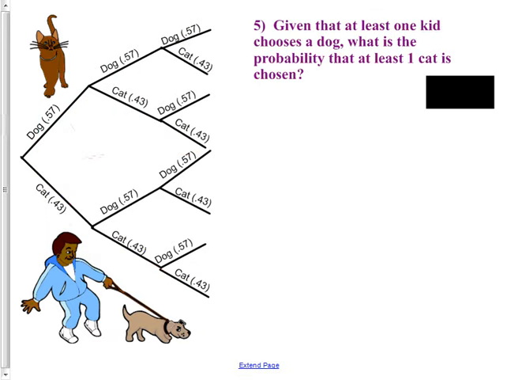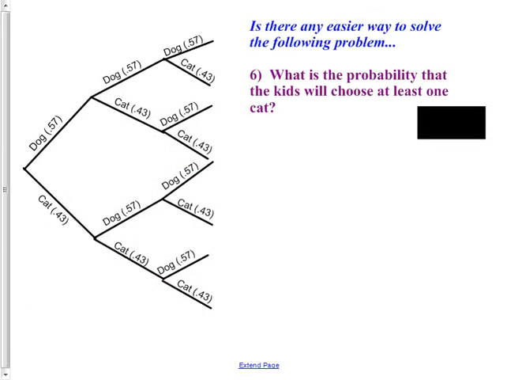All right, this next one could make your brain explode, so I'm not going to do the next one. I'm going to jump to, all right, well, let's try this one. What is the probability that the kids will choose at least one cat? Did I say any given? Were there any conditions on this? No. It's just a simple question. They will choose at least one cat.